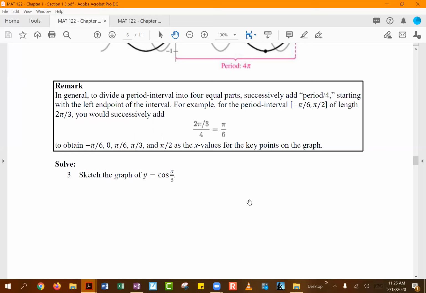So we're looking at number 3, y equals cosine of x over 3. The first thing you should notice is that we have no coefficient in front of the cosine, right? Which means your amplitude is going to be what number? That a value.